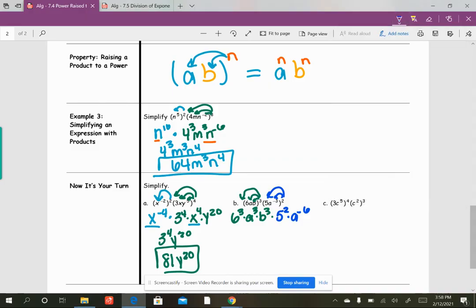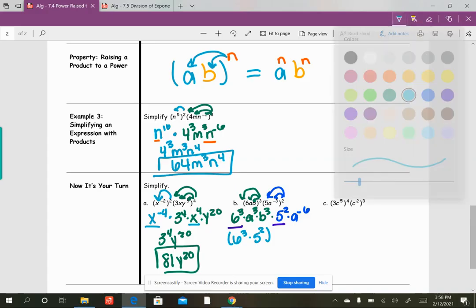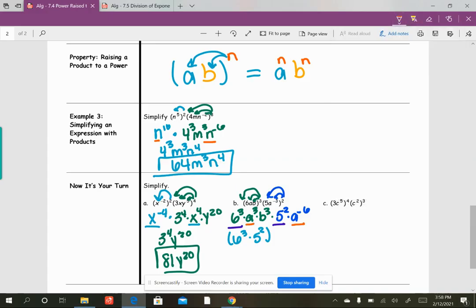Now we kind of get our like terms together. So we have the constants. So we're going to write out 6 cubed times 5 squared. And then we have A's. We need to add those together. A cubed times A to the negative 6. So 3 plus negative 6 gives you A to the negative 3. And then last thing that we have, we have B cubed.